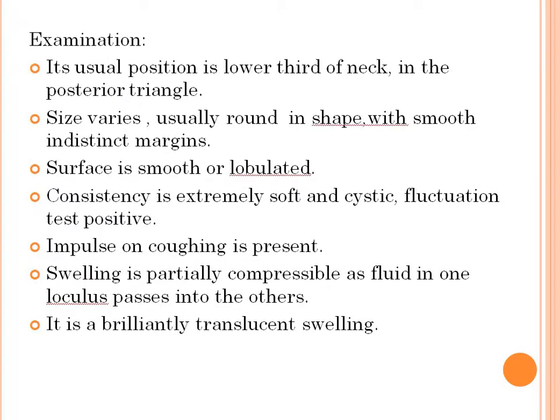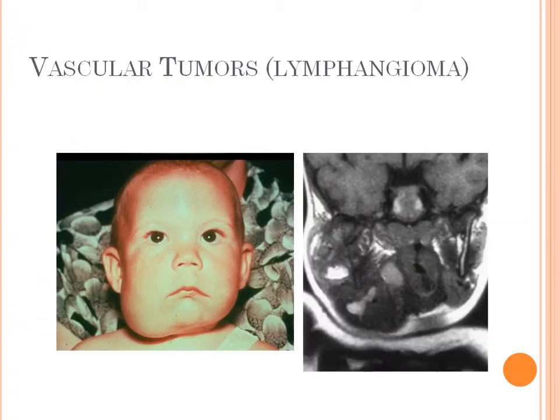Well, the examination: its usual position is the lower third of the neck in the posterior triangle. The size varies, usually round in shape with smooth distinct margins. Surface is smooth and lobulated. Consistency is extremely soft and cystic. Fluctuation test is positive. Impulse on coughing may be present. Swelling is partially compressible as fluid in one locule passes into another. It is a brilliantly translucent swelling. Here you can see this is lymphangioma.